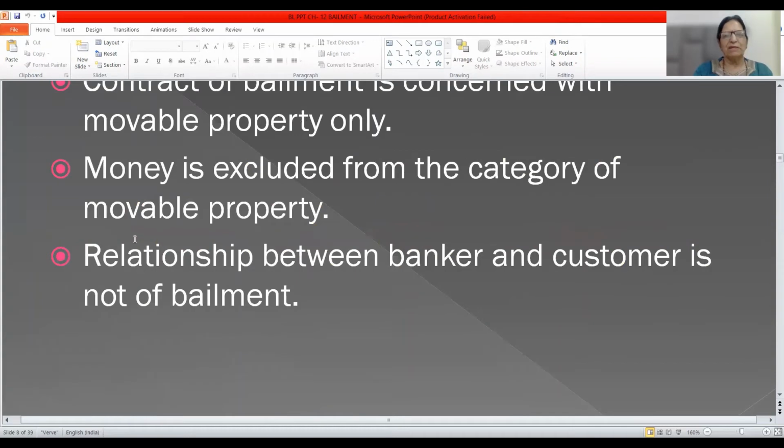Then, the contract of bailment is concerned with movable property. Movable property is the next point. Movable goods, because it is a delivery of goods by one person to another. So, money is excluded from the category of movable property. Land, building, they are not movable. That is an example of immovable property. So, friends, movable property, because the contract of bailment is always concerned with the delivery of goods by one person to another.